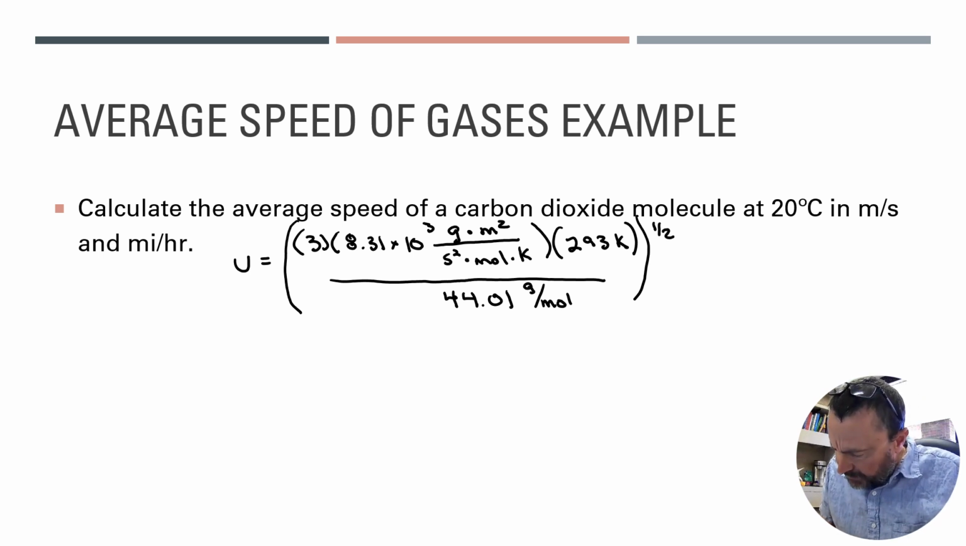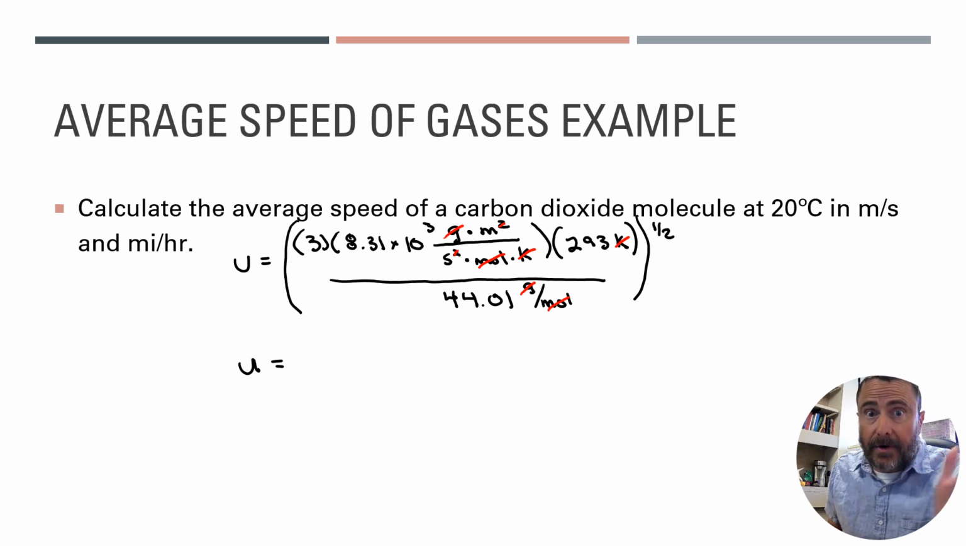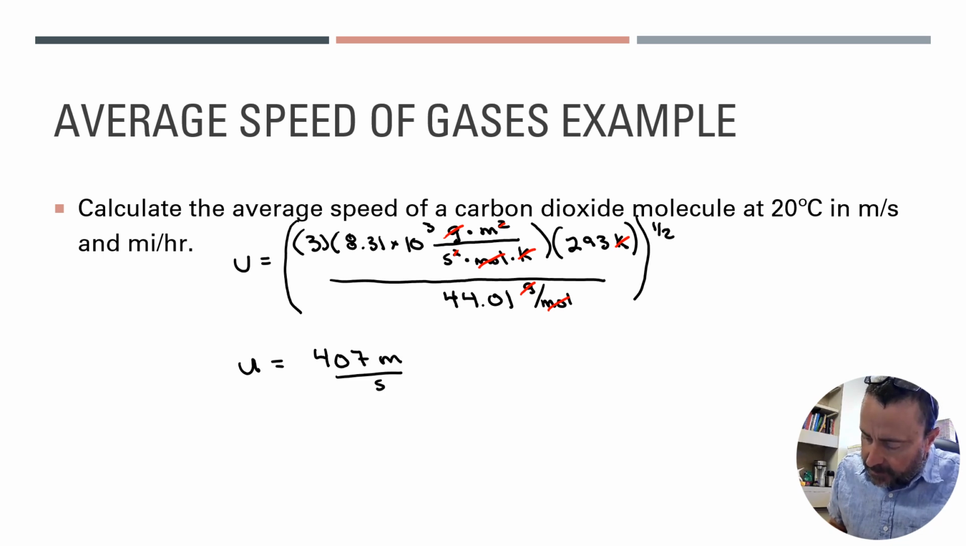So we get this. My grams are going to go away, my moles are going to go away, my Kelvins are going to go away, and I have meters squared over seconds squared, but we're going to raise it to the 1/2 power, so really it's going to end up with meters per second. That's a speed of something. So remember to take the square root of this at the end. It's really easy to forget that. So anyway, we get this to be 407 meters per second. Gases are whipping around.